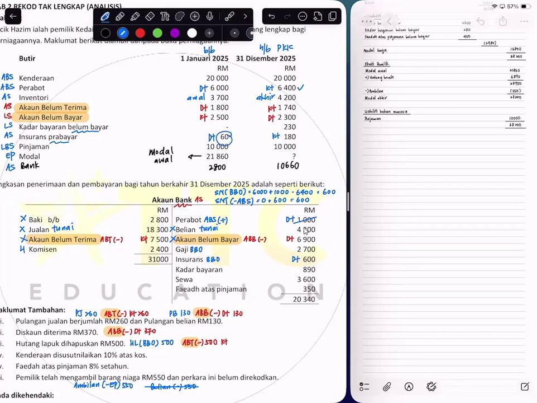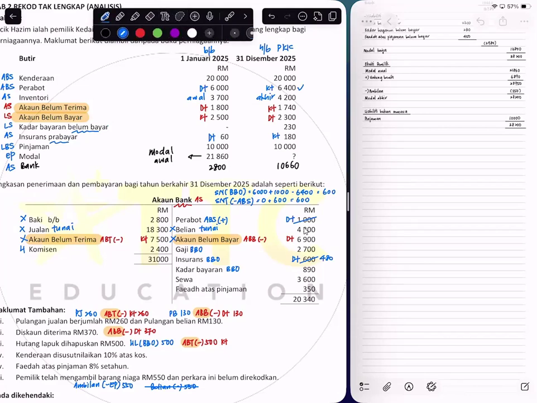So you got two values in debit, 660, which is higher than the credit side. So take the higher debit minus the credit. You will get 480 only. Kadar bayaran also the same. It is also belanja and we need to do pelarasan. But this time is belum bayar.